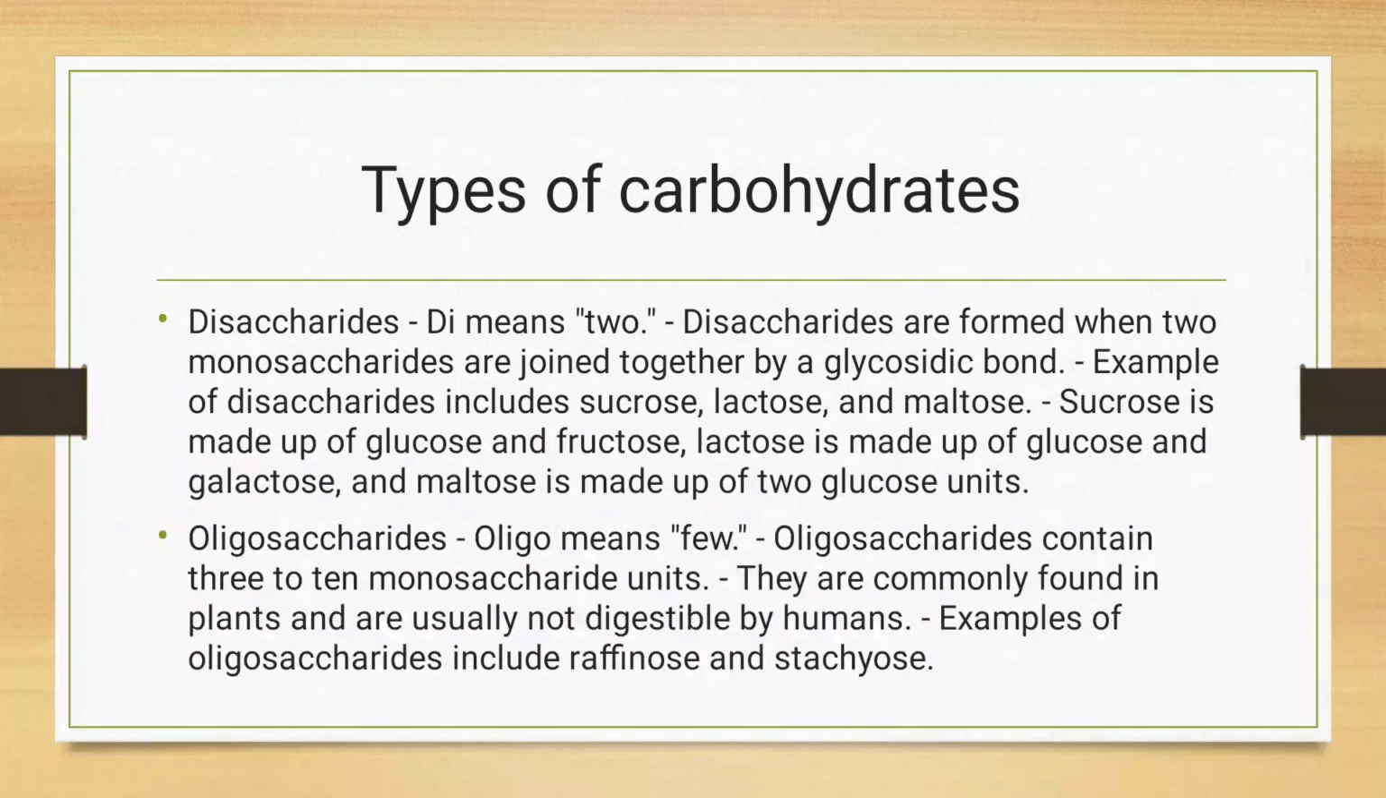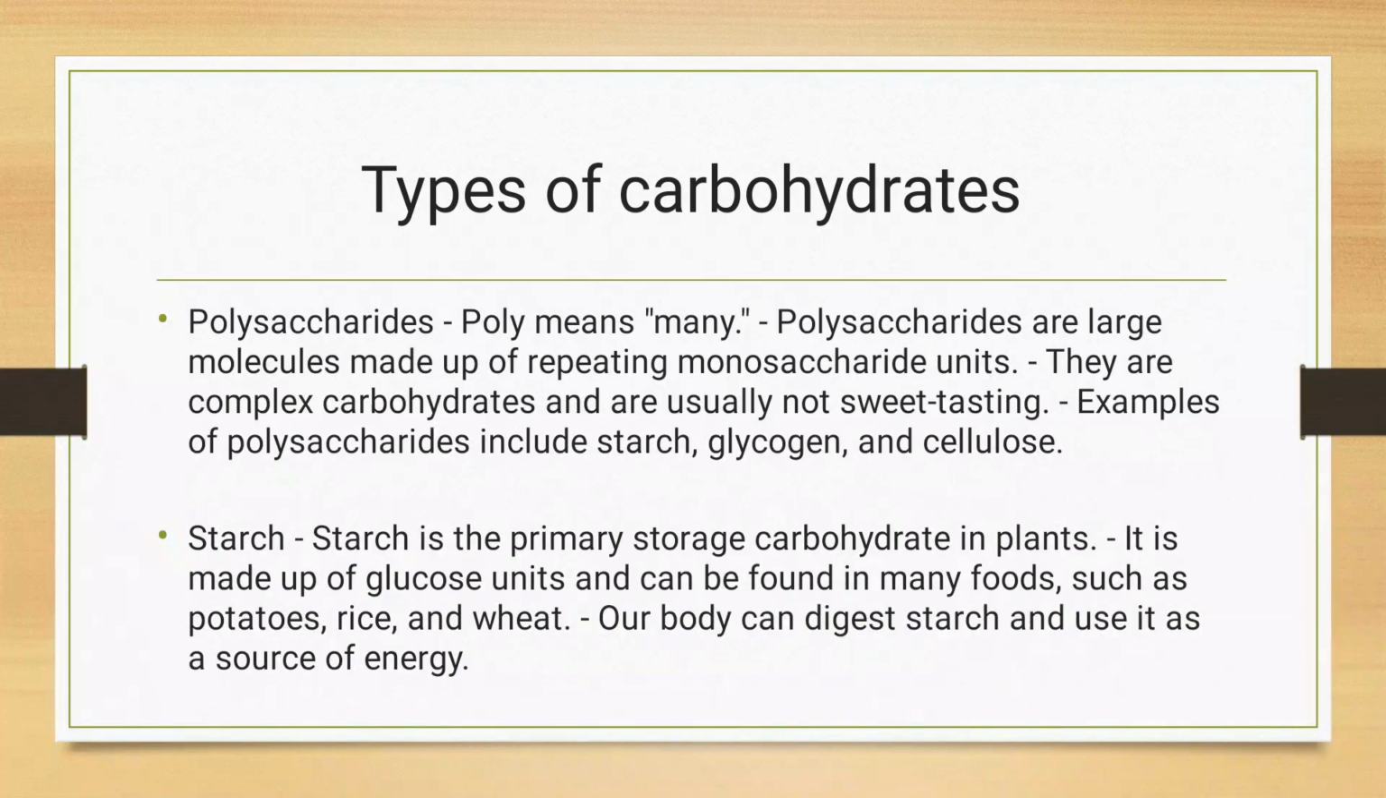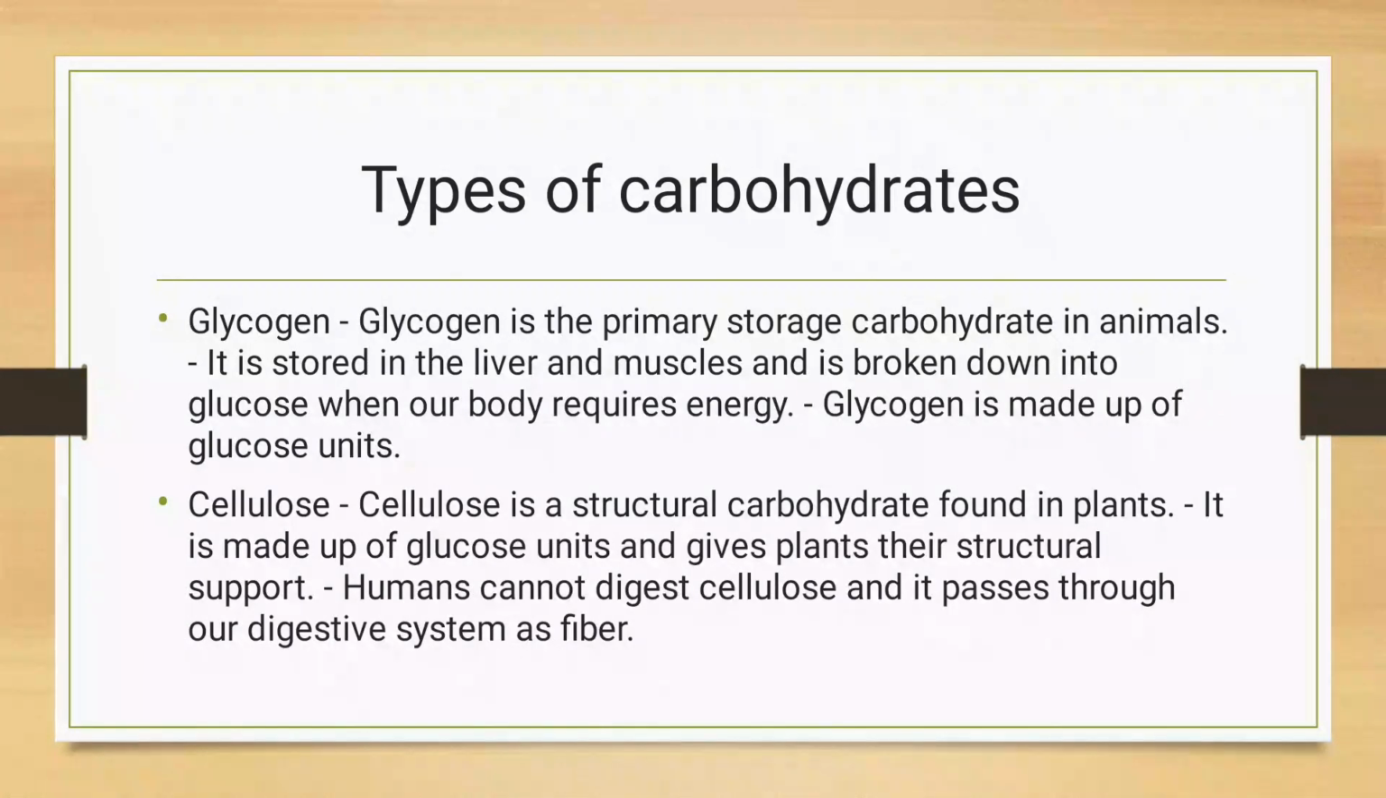Examples: raffinose and stachyose. Polysaccharide means poly, many. There will be many monosaccharide units. Examples of polysaccharides: starch, glycogen and cellulose. Starch is the primary storage carbohydrate in plants. Our body will digest starch and use it as a source of energy. Starch is present in potatoes, rice and wheat.